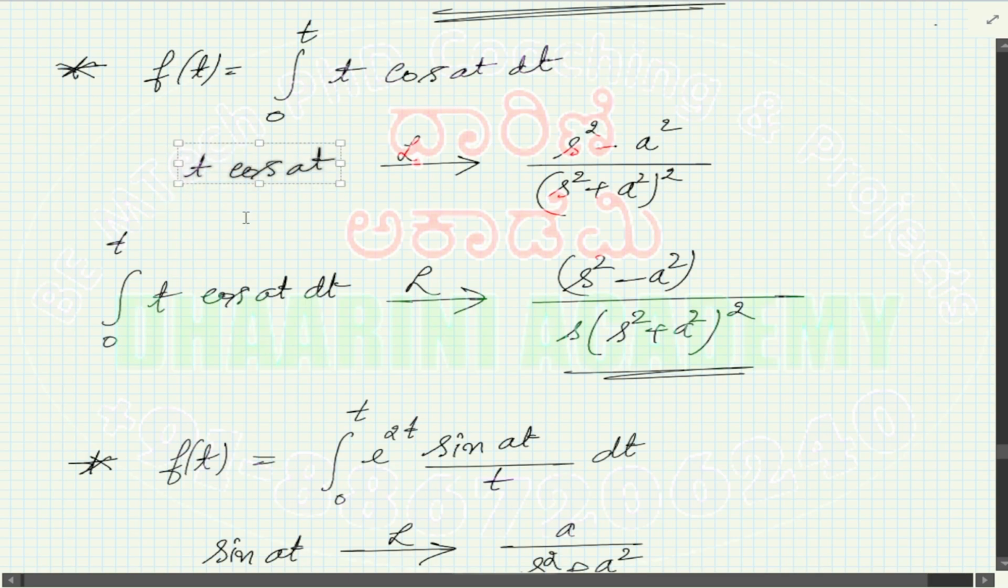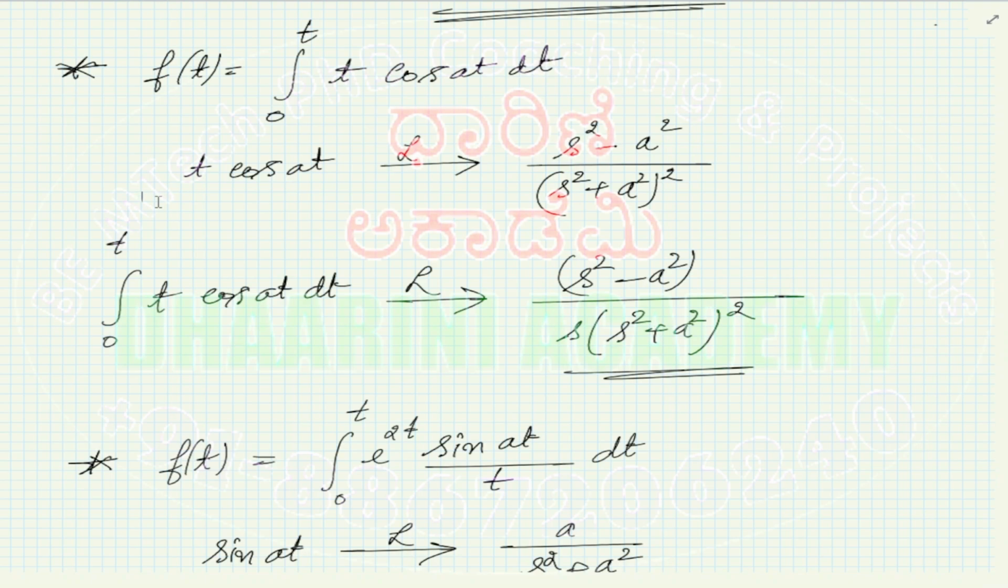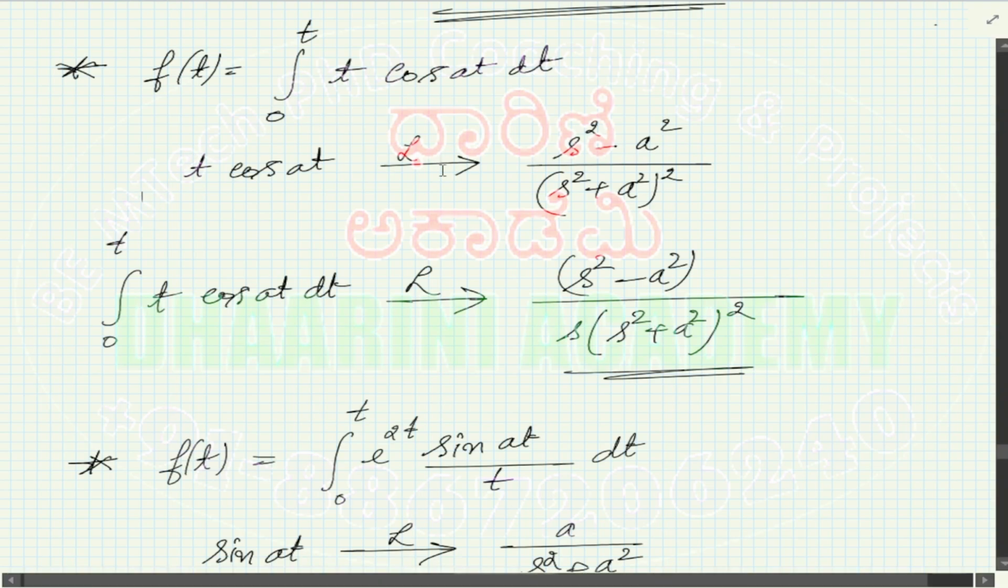What is the technique? Correct. So this is minus 1 to the power 1 d by ds of f of s, right? So that f of s is s by s square plus a square. Correct, right? So you perform that, then you get this answer.